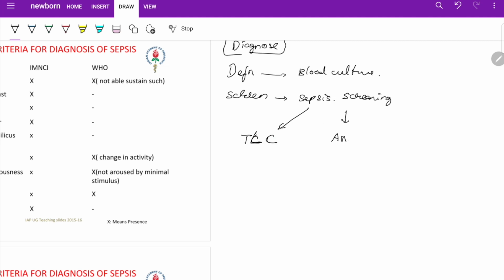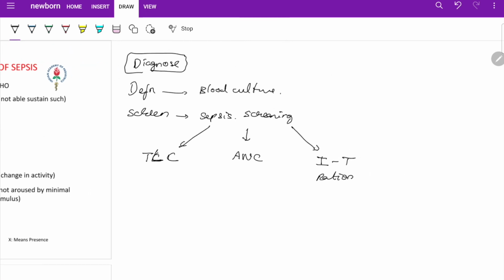Number 2, you're going to see ANC, absolute neutrophil count. The third one, you're going to see IT ratio. What is IT ratio? Immature to total neutrophil. And the fourth one, micro ESR. And the fifth one is going to be CRP.